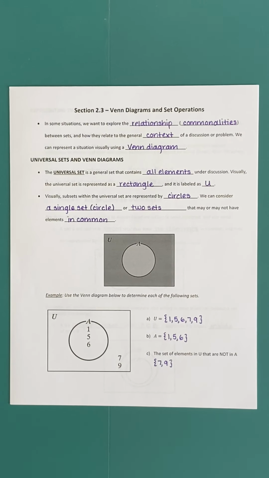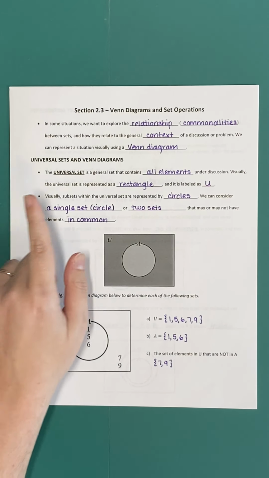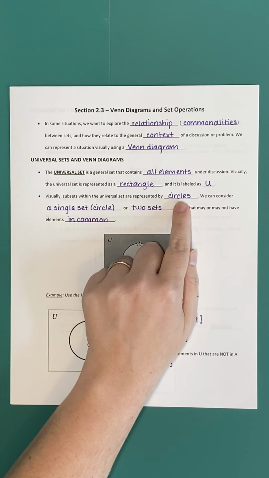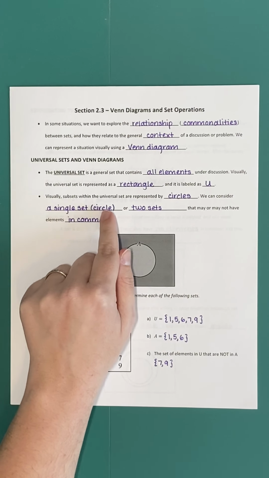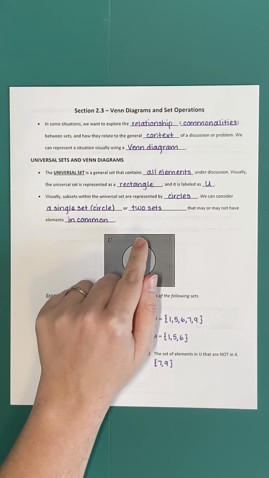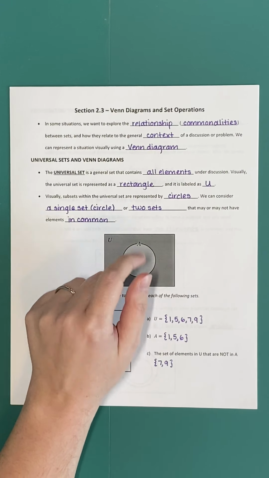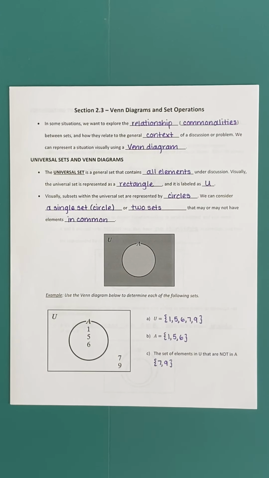Visually, our subsets, the actual sets we're interested in inside of the universal set, the further groupings, we've taken all these big elements and put them into smaller groups based on commonalities, based on things that these elements have in common. These subsets are going to be represented as circles, and this is probably what you're used to seeing if you've seen a Venn diagram before. We can consider a single set or two sets, more sets. We can go 3, we can go 4. We can look at any number of sets. We're going to start with just a single set and then 2 sets in this section.